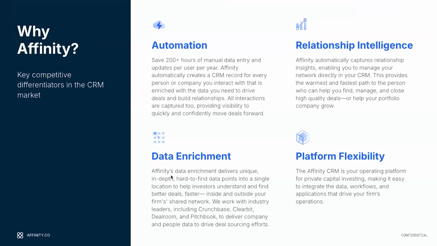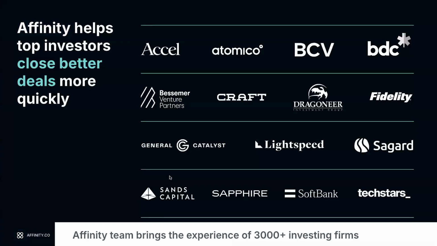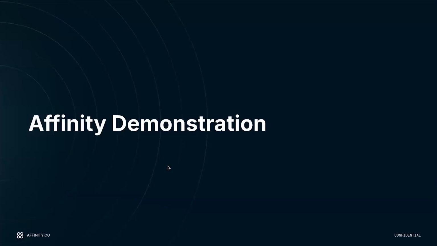These 4 key differentiators are why over 3,000 leading VC and PE firms have already switched to Affinity. Their results include improved deal flow, no more crossed wires, and extra time to do things other than data entry. We help those firms boost their reputation and get more done as well. So let's dig into that Affinity demonstration so you can see what we and our customers are doing every single day.